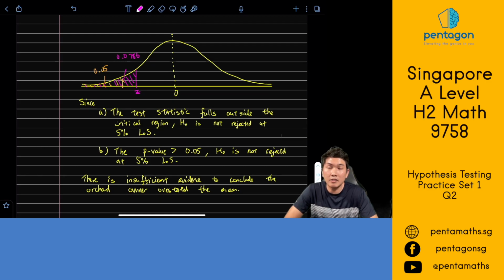And remember to answer in the context of the question. Our concluding statement will be, there is insufficient evidence to conclude that the farmer has overstated the mean. That's the end of question 2, and I'll see you in question 3.